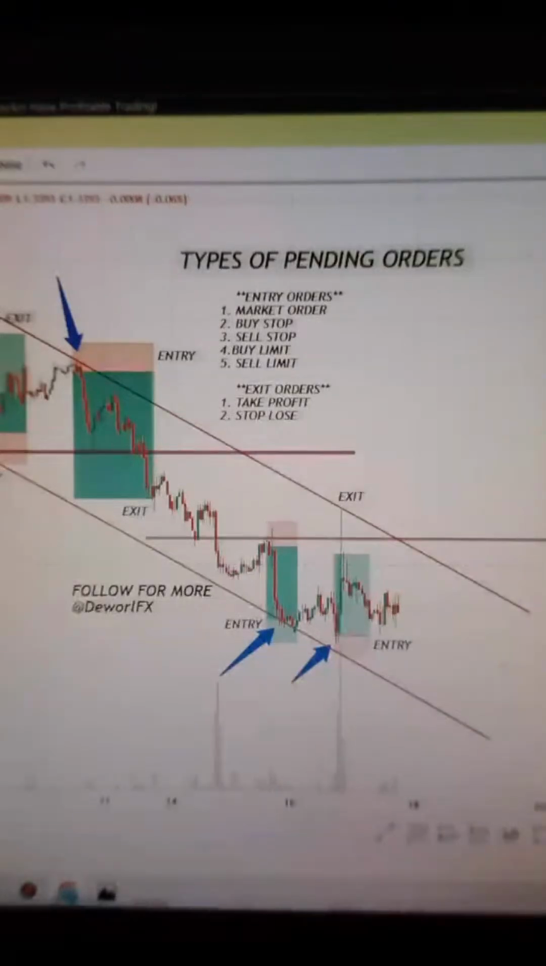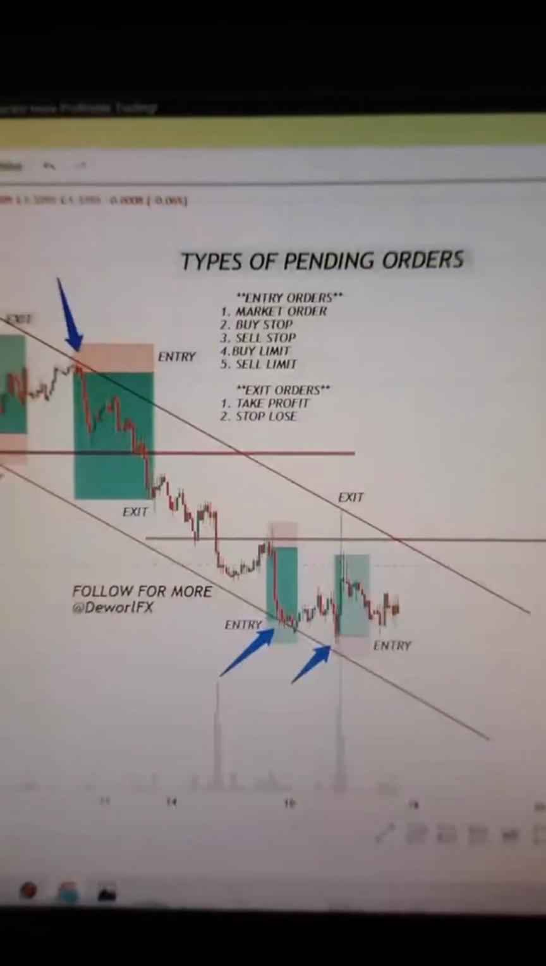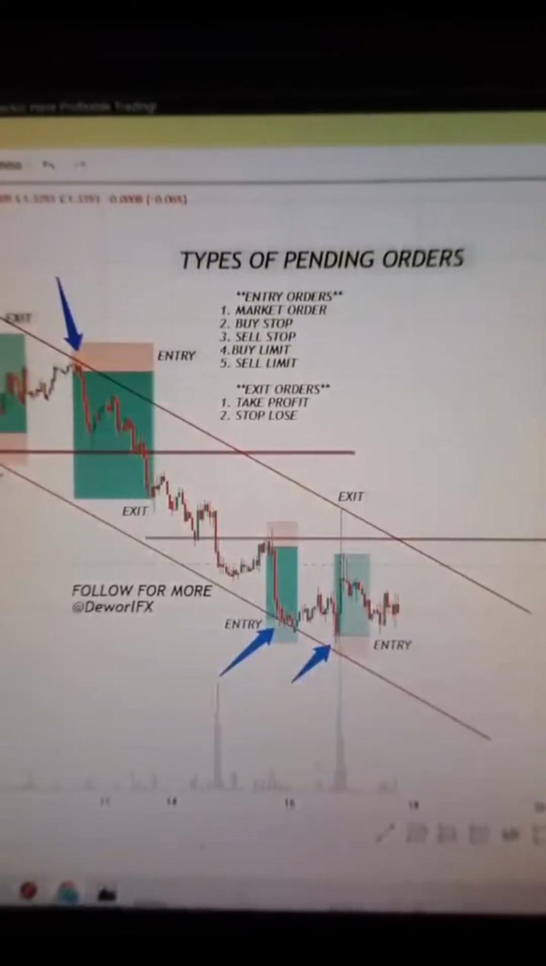So when we talk about pending orders, some pending orders are used to execute a trade for a buy or sell, while some orders are used to exit a trade. I repeat that: some pending orders are used to execute a trade, while some are used to exit a trade. So you want to know which action you want to take. It is the action you want to take that will tell you which kind of order you want to use. So now, let's go.